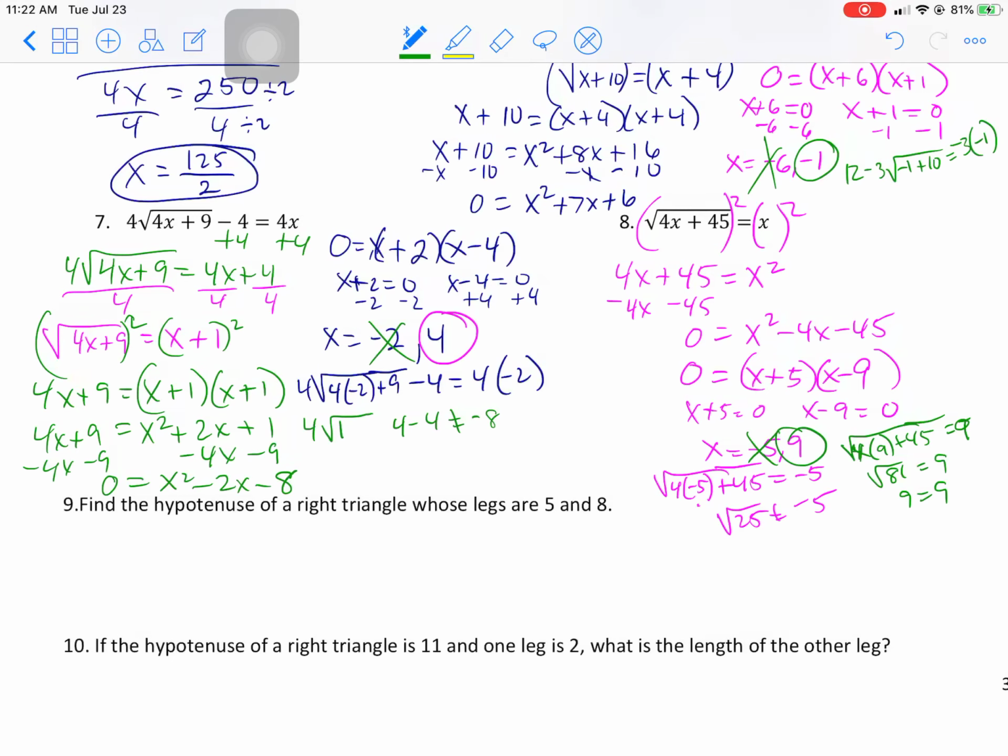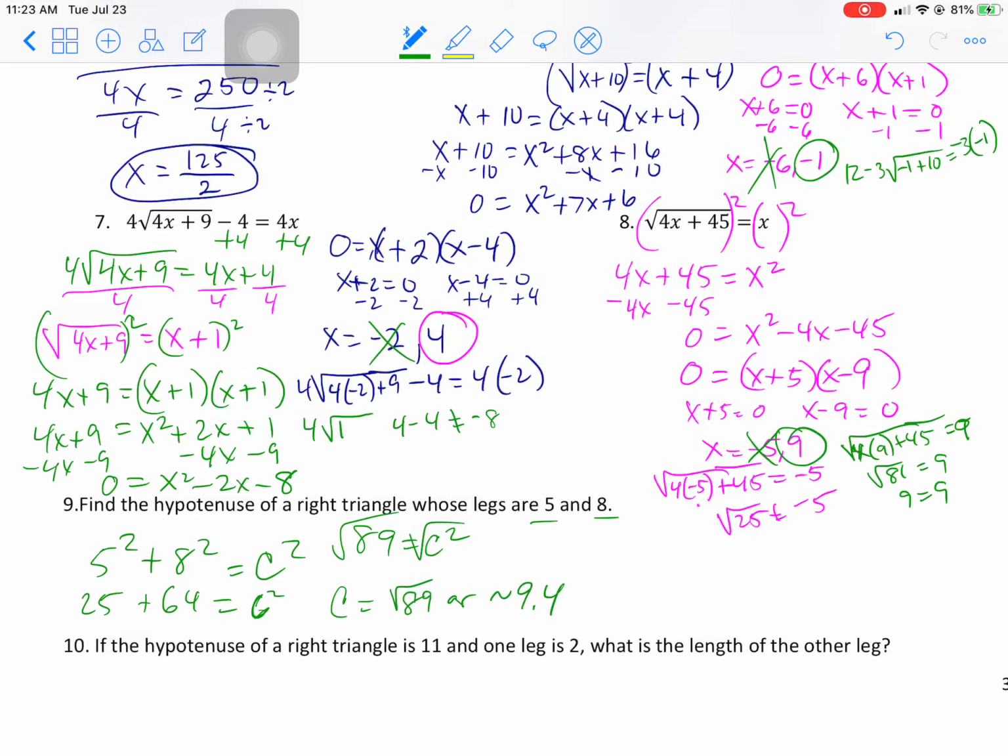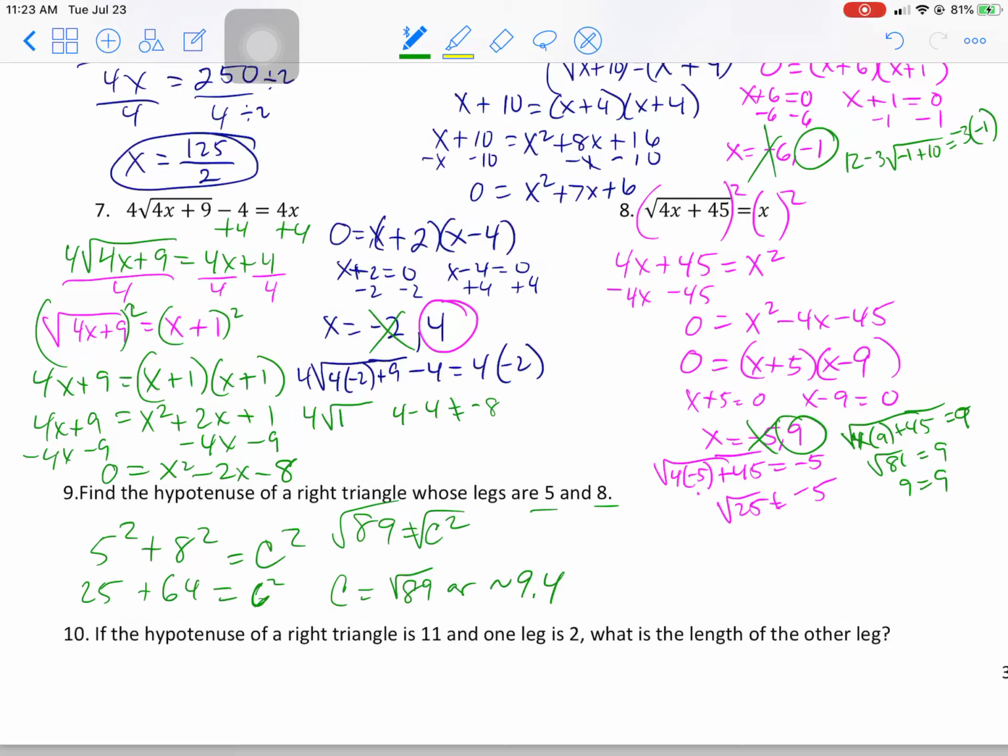All right, let's look at the last two. Find the hypotenuse of a right triangle whose legs are these. So 5 squared plus 8 squared equals c squared. 25 plus 64 equals c squared. So that's going to be 89 equals c squared. Square root both of those. So c equals the square root of 89. Nothing goes into 89, no squares anyway. So watch if they want decimal answers, how many places they want the decimals to.